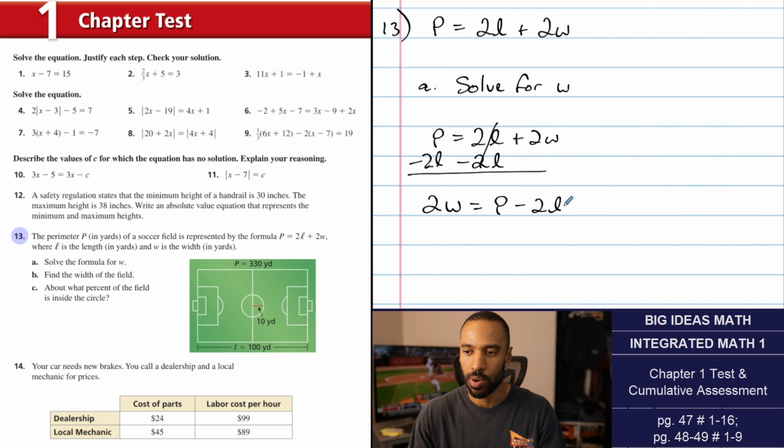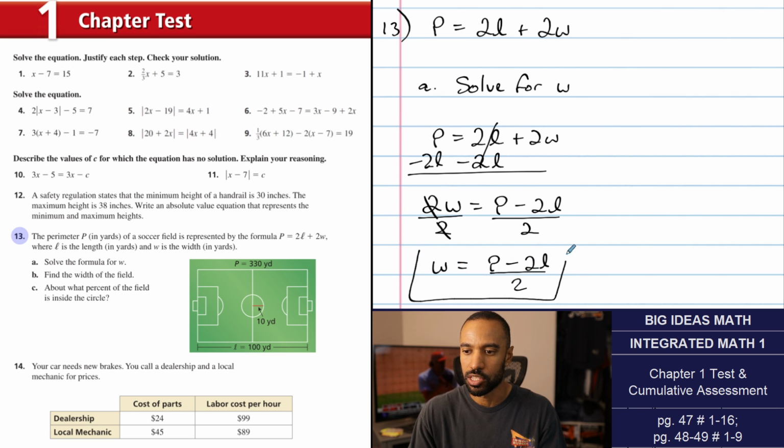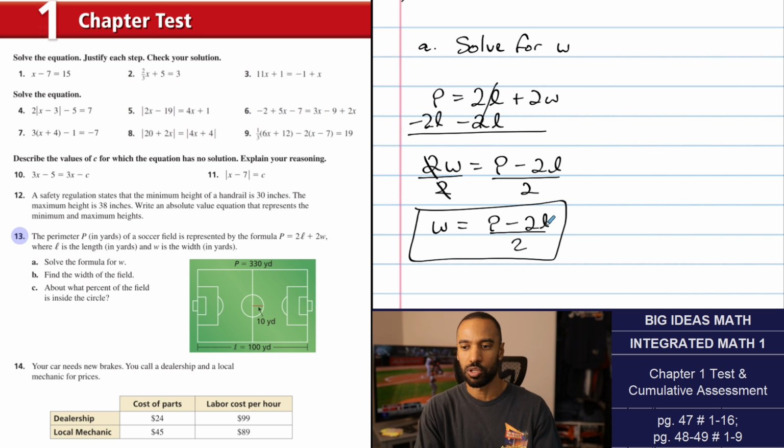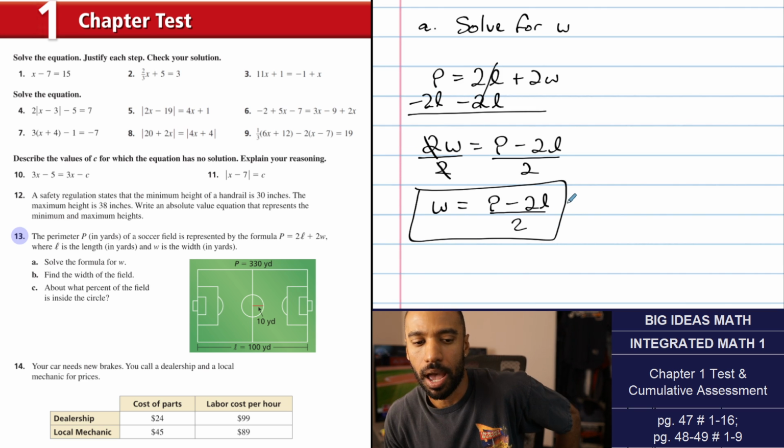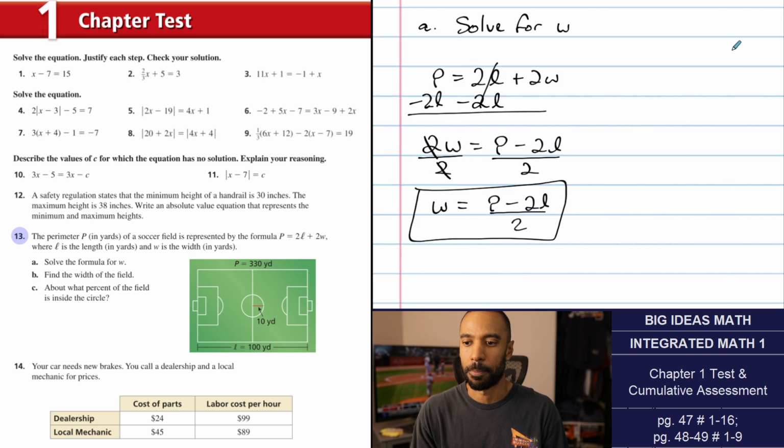So P minus 2L. You divide both sides by 2. This is out of section 1.5, by the way. This is W equals P minus 2L all over 2. Now, there are different ways you can write this, obviously. You could divide P by 2 separately and 2L by 2. But I'm going to go ahead and just leave it like that for now.